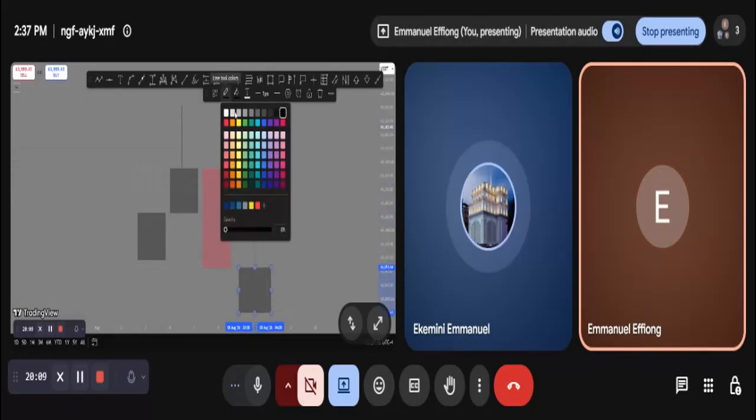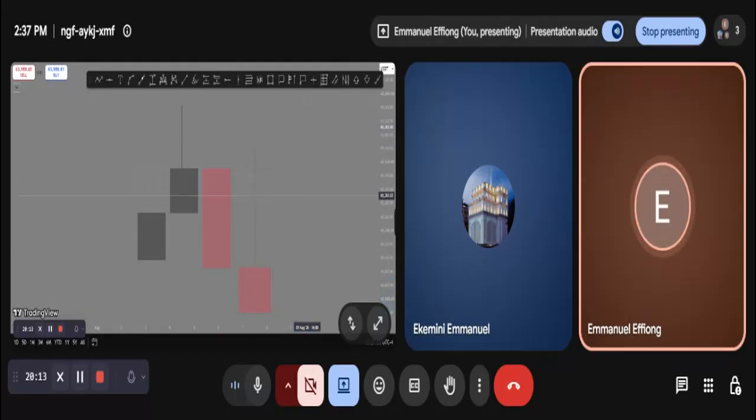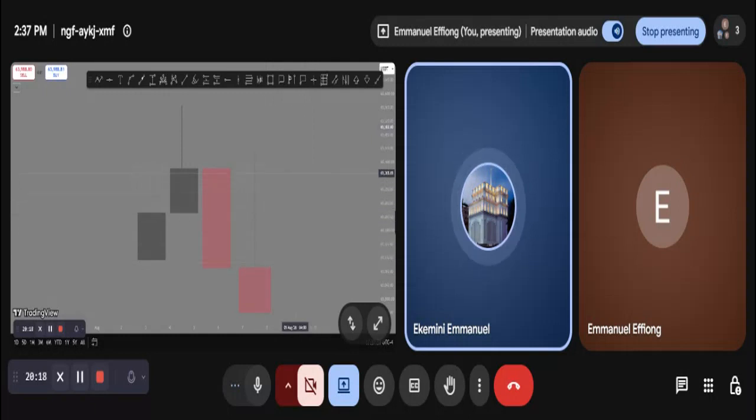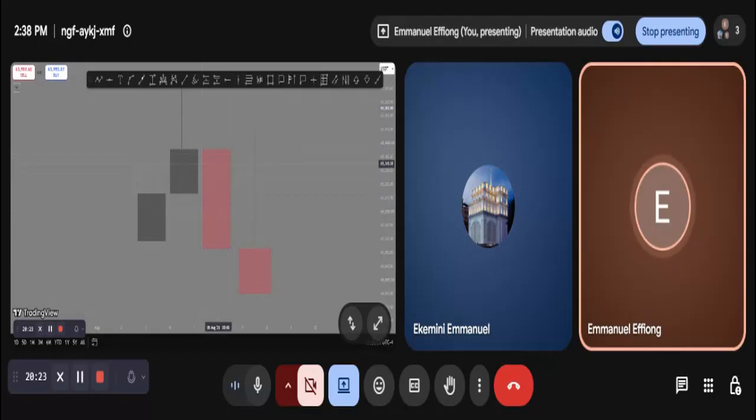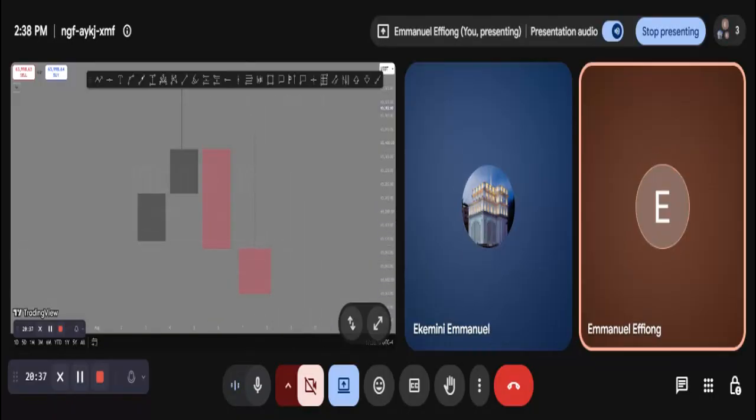Now, how to take the trade on this normal rejection candle? I'm not explaining how to take a trade yet. I'm explaining how it is formed and what you should expect. The formation of it. Do you get that?